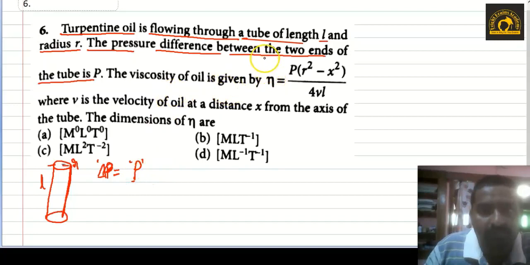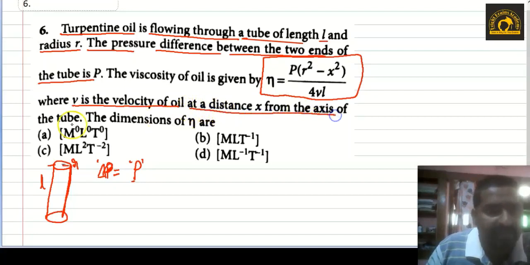The viscosity is given. This is the viscosity. Then V is the velocity of the oil at a distance x from the axis of the tube. So this is the oil, the distance is x. So then the dimensional formula for eta.